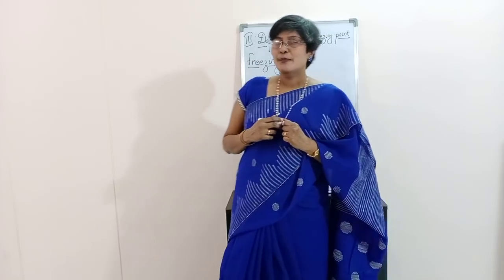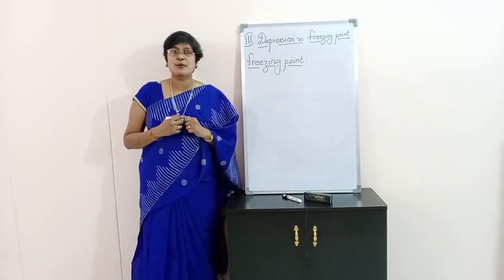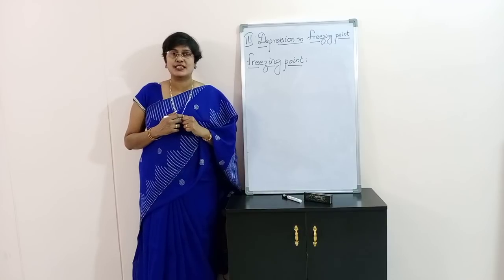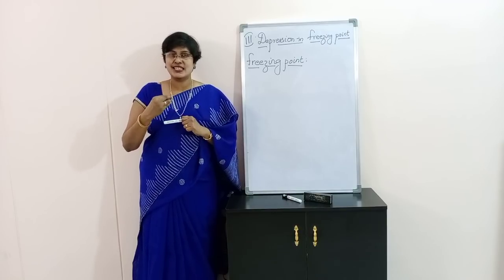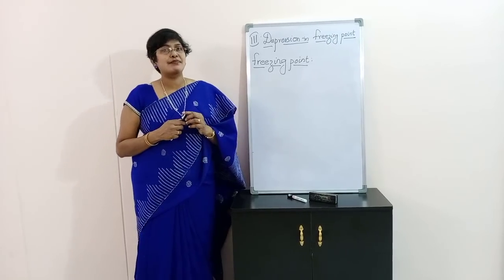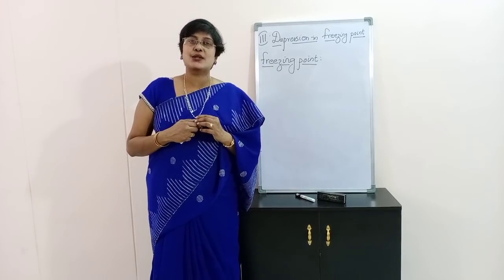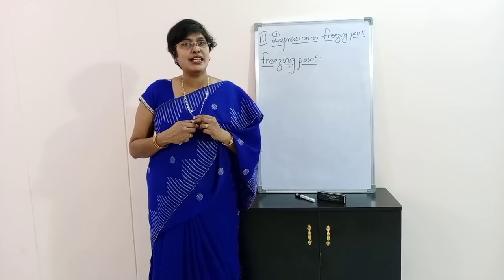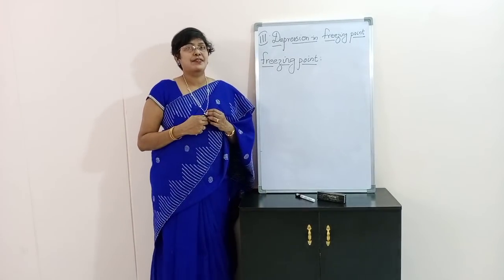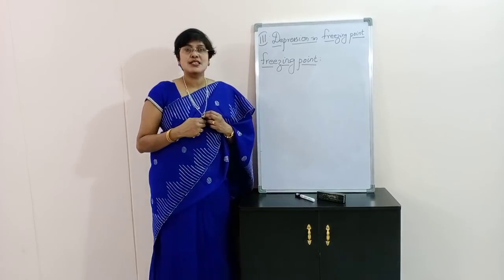Kindly put the side heading Roman letter 3, depression in freezing point. Depression in freezing point. Something which is coming down, depression in freezing point. As we have learned the first two colligative properties, in a similar way we will be learning this colligative property also, students. So first we will learn what freezing point is. What do you know about freezing point?